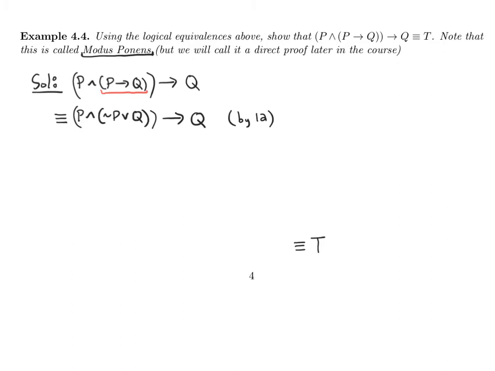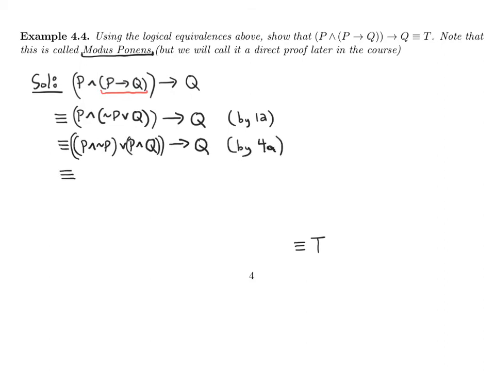So I'm going to use distributivity here. Hopefully that'll simplify quite a bit. Using the distributivity law, this is going to be the same thing as P and not P, or P and Q, that implies Q. And we used distributivity there, and that was 4A on the previous slide that we used. Okay, and let me put some brackets here so it's a little more clear.